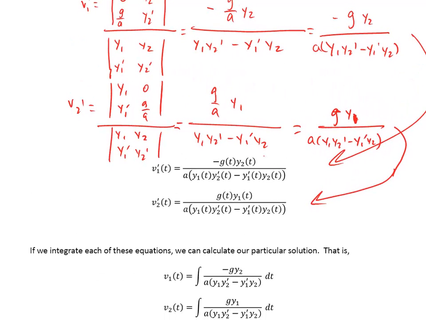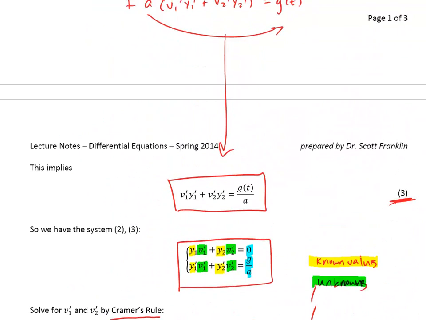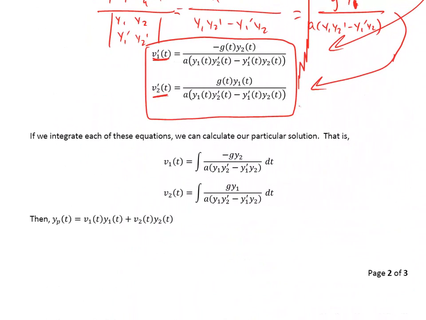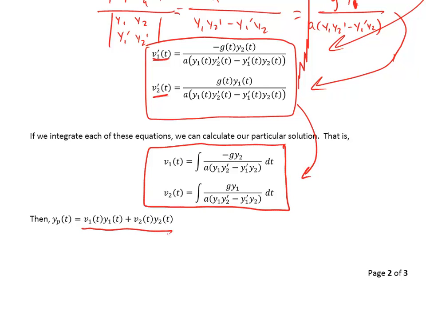Okay, and so these formulas right here give you enough information to come up with an expression for v1 and v2 because they're the derivatives. So to find the actual values of v1 and v2, we use these integrals right here. So now we've shown we can in fact find a v1, v2 so that this expression right here is a solution to the non-homogeneous equation. A little bit complicated. Really all it boils down to is knowing this formula right here and plugging it into that equation right there. We've derived it.